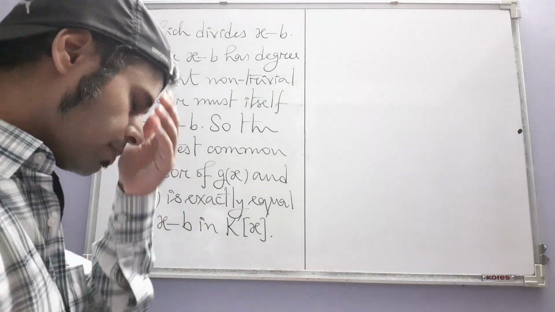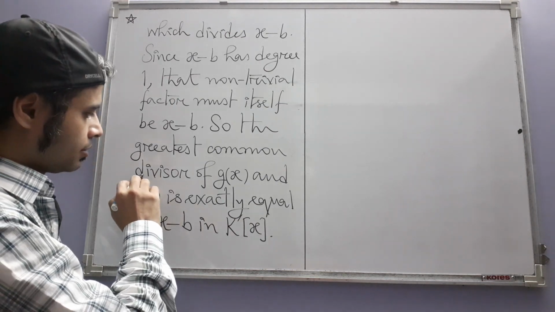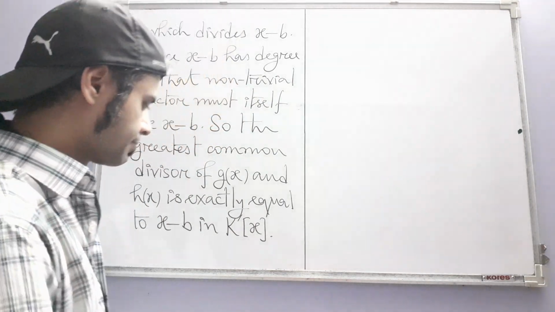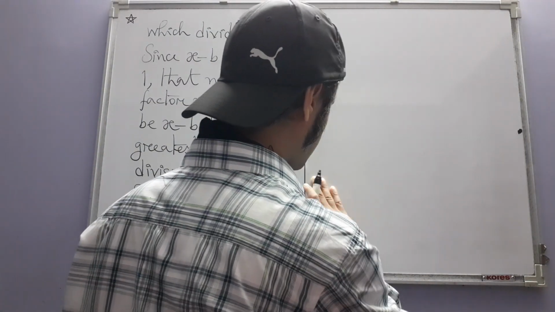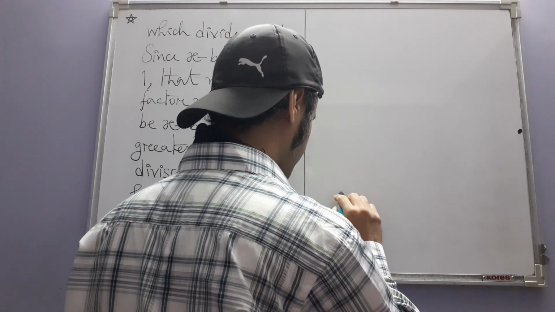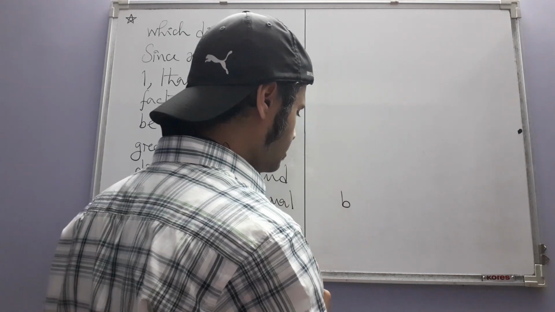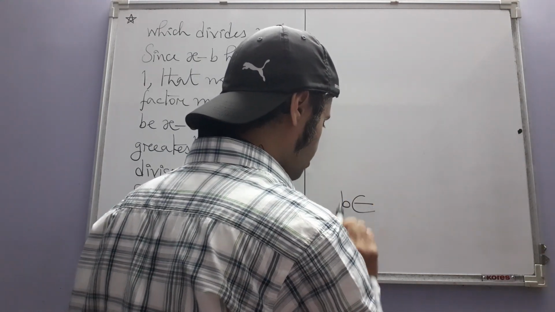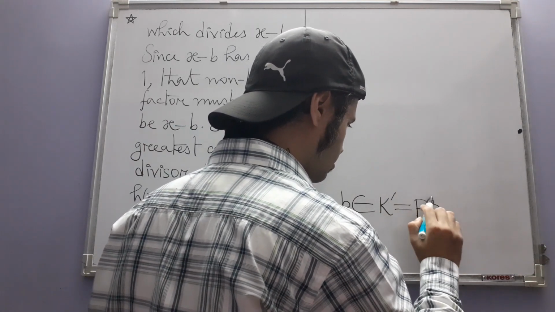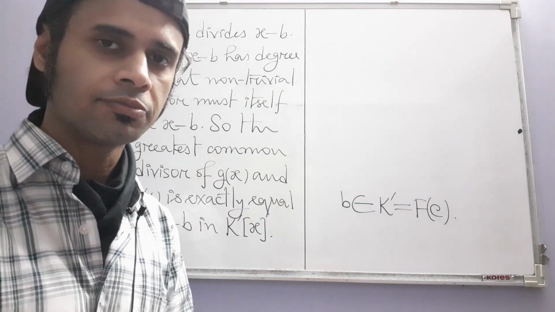Oh, so now you look at this thing. We are now saying that the greatest common, oh, okay, yeah, I get it. You see, our b, right, this element b is not necessarily in k prime. You remember what is k prime? K prime is f of c. In fact, we are trying to show that b is in f of c.